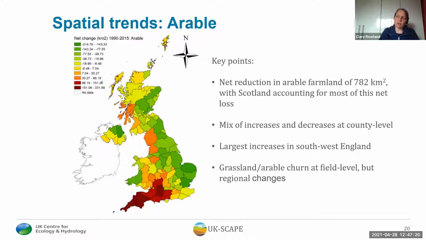And one of the things that we're hoping is, when we have more time points between 1990 and 2015, we'll be able to separate out what is the standard churn that you get between grassland and arable because of rotation or farming, and what is actually a more significant trend with farms actually becoming arable when maybe they were grassland before.